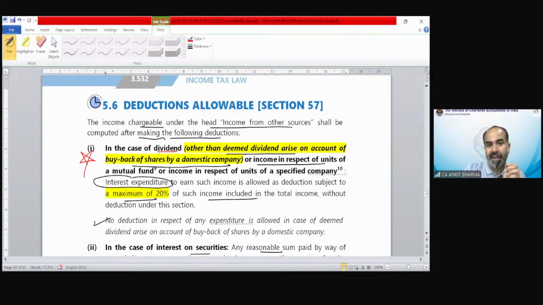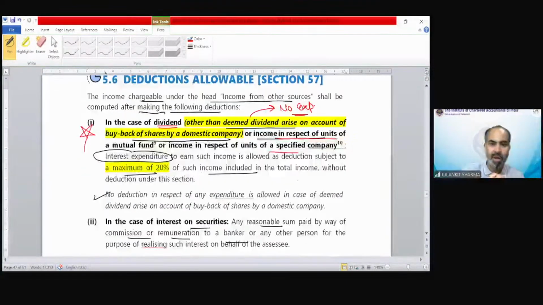In case of dividend, other than deemed dividend arising on account of buyback of shares of a domestic company. Why? Because against deemed dividend, no expenses are allowed. So except for deemed dividend on buyback of shares, in case of other dividend or income in respect of units of a mutual fund or units of a specified company, interest to earn such income is allowed as deduction, but maximum up to 20%.